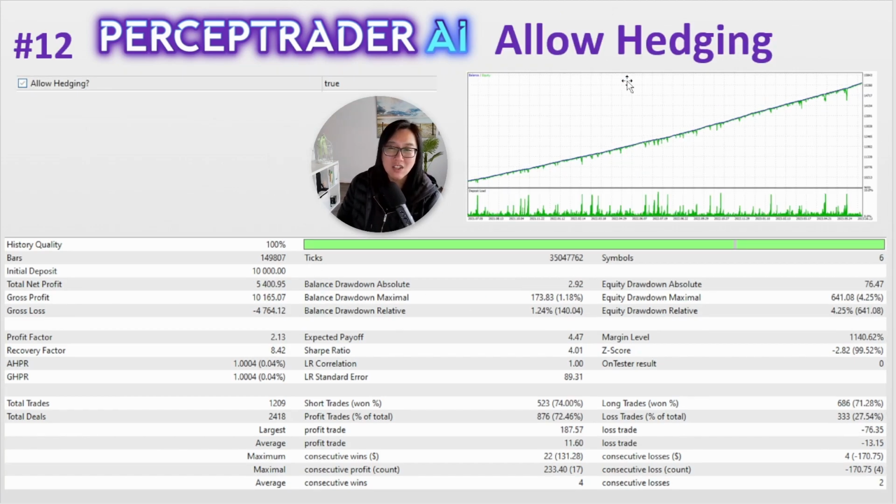I was really excited to test the allow hedging field, and I was hoping it would make a huge difference in terms of reducing the drawdown, but from my testing it didn't. Here I've got allow hedging set to true, and you can see the total net profit is still at about 5,400 and the drawdown has actually increased to 600, so not a huge difference in terms of profitability versus maximum drawdown.